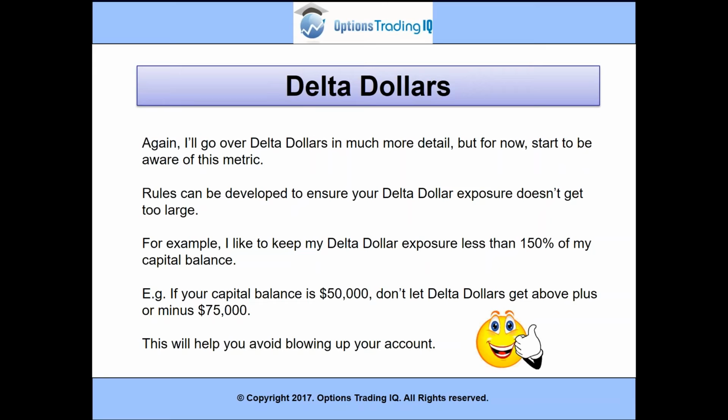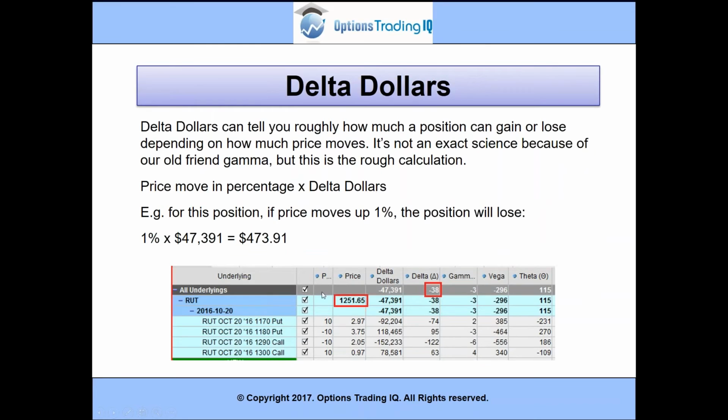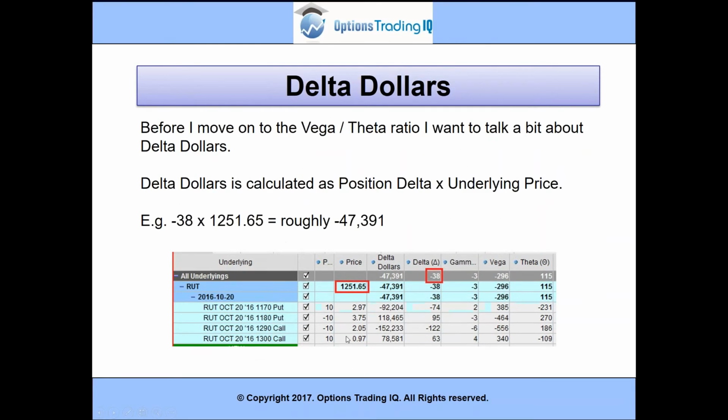Now you might want to have that as 100%. You might not want to take too much directional exposure. I really don't want it to be getting up to that 150 level. I'm going to definitely be adjusting when it gets to about 100. So again, with this example, $10,000 capital at risk in this trade.